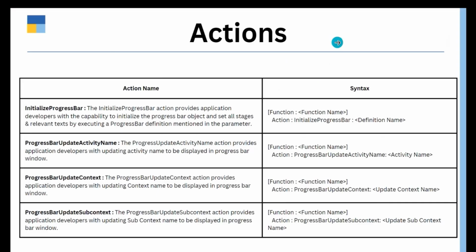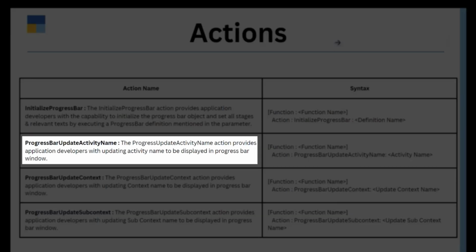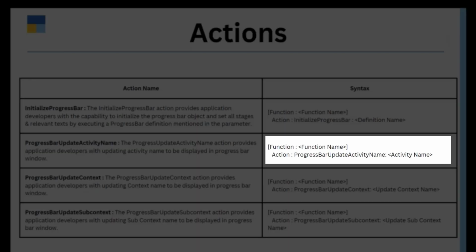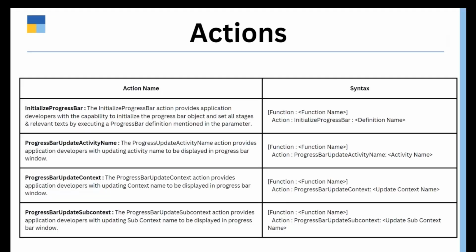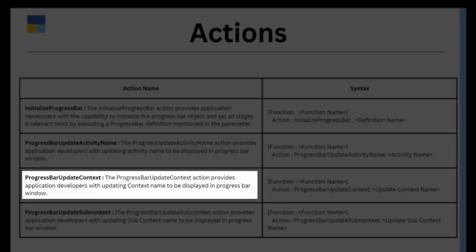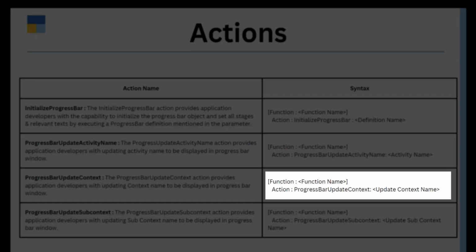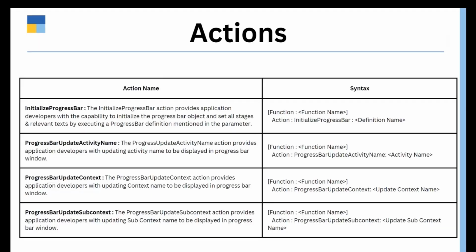Next, we have the progress bar update activity name action, which enables developers to update the activity name displayed in the progress bar window. The syntax for the same is displayed on the screen. Further, we have progress bar update context action, which allows application developers to update the context name displayed in the progress bar window. The syntax for the same is displayed on the screen.